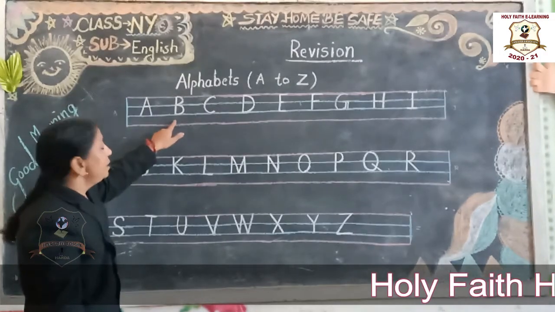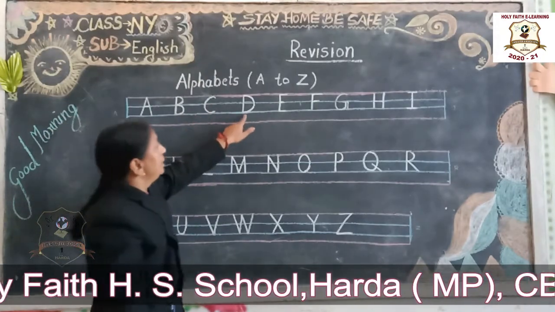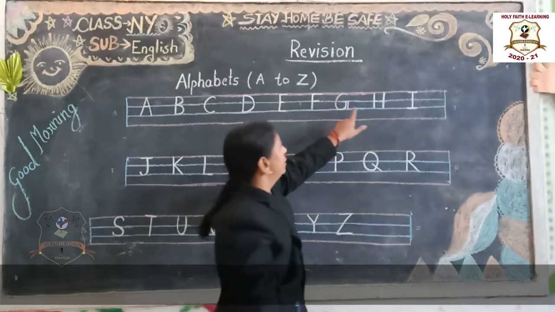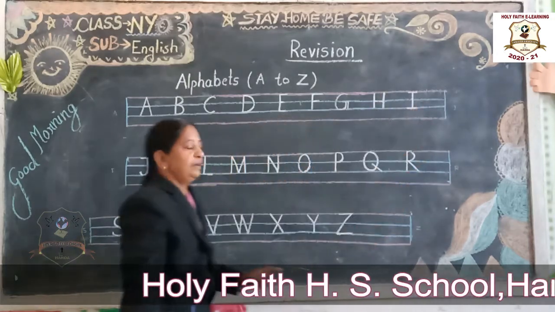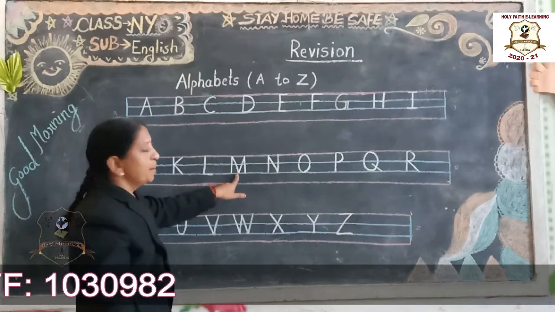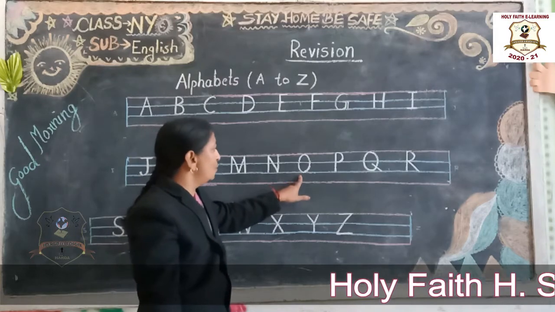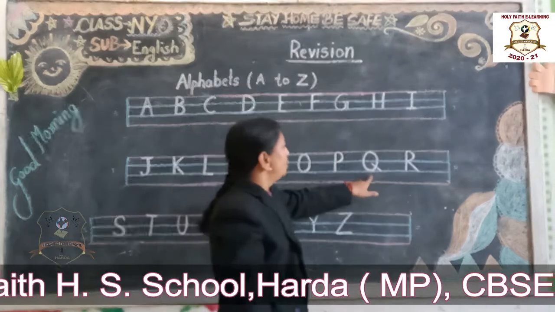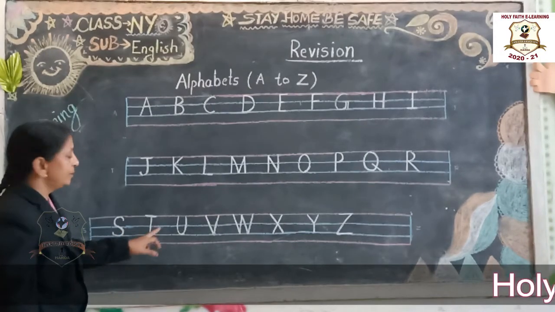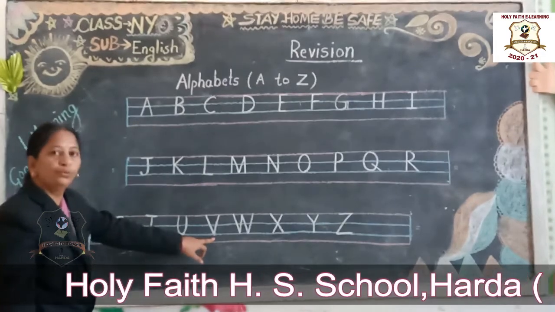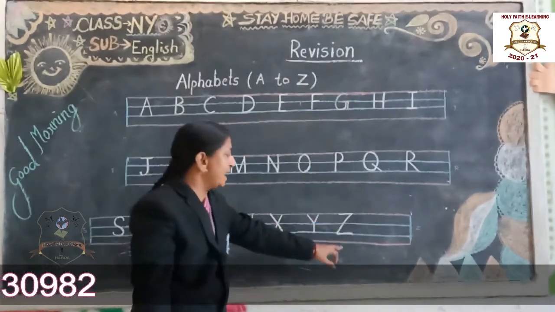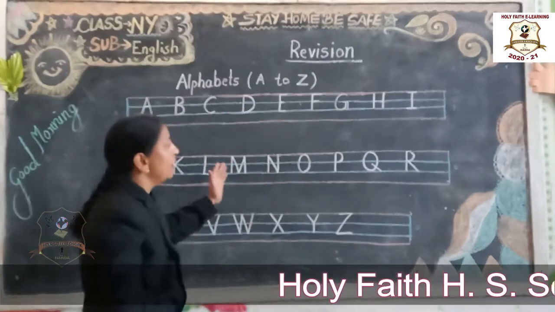A, B B, C K, D D, E A, F, G G, H, I E, J J, K K, L L, M M, N N, O, P P, Q Q, R, S, T T, U, V, W, X, Y Z Z. ओके बेटा, आज हमने यहाँ पे सीक्वेंस में लेटर्स को लिखना और पढ़ना सीखा है.